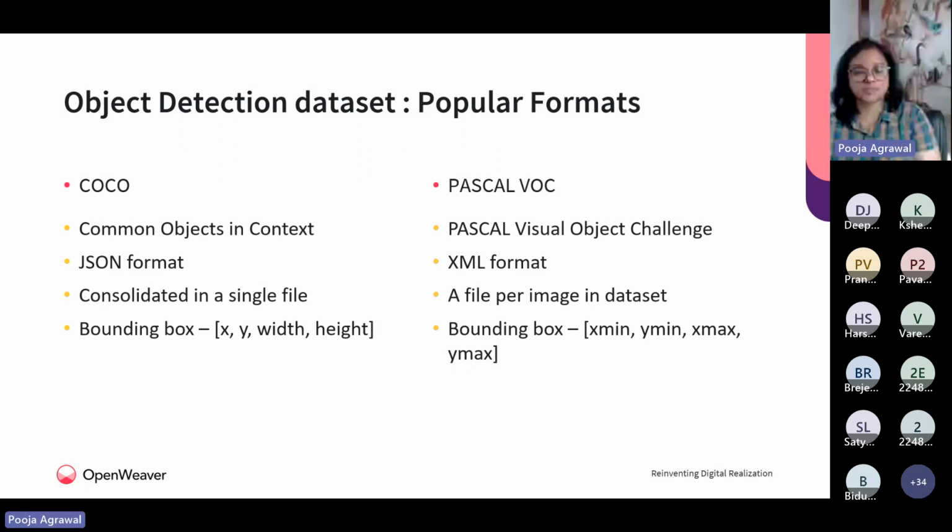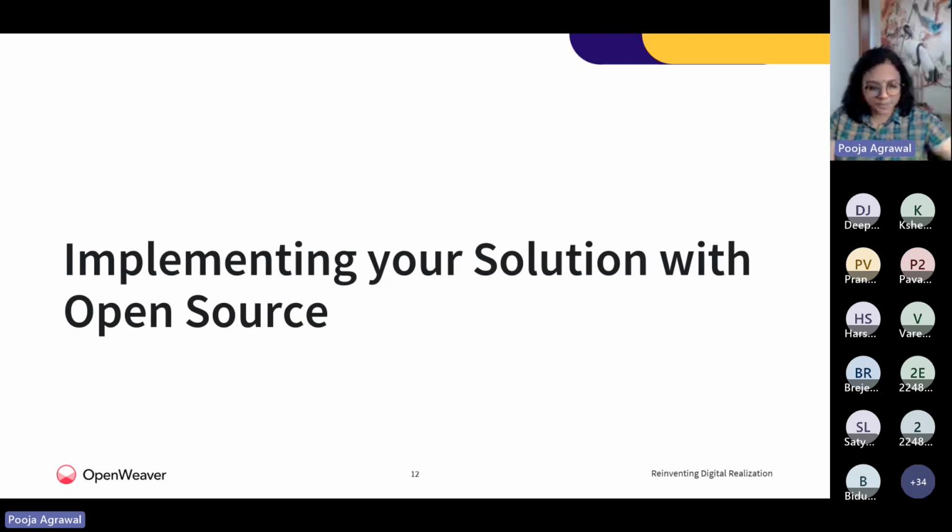The bounding boxes that the COCO data set helps produce will have four parameters: x, y, width, height. Similarly, for Pascal, there is a separate file per image in the data set. So Pascal and COCO are completely different. The way bounding boxes are drawn in Pascal, they have the parameters xmin, ymin, xmax, ymax. That is how they are able to draw the box around the particular object within the image. So now let's go ahead and check out our solution.